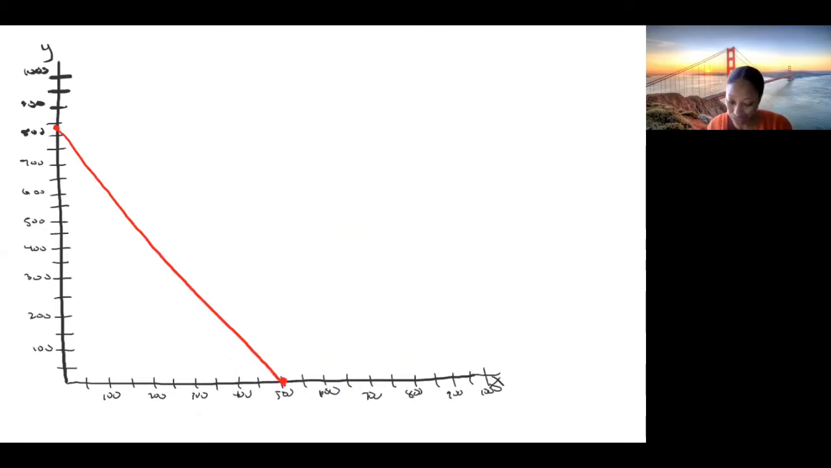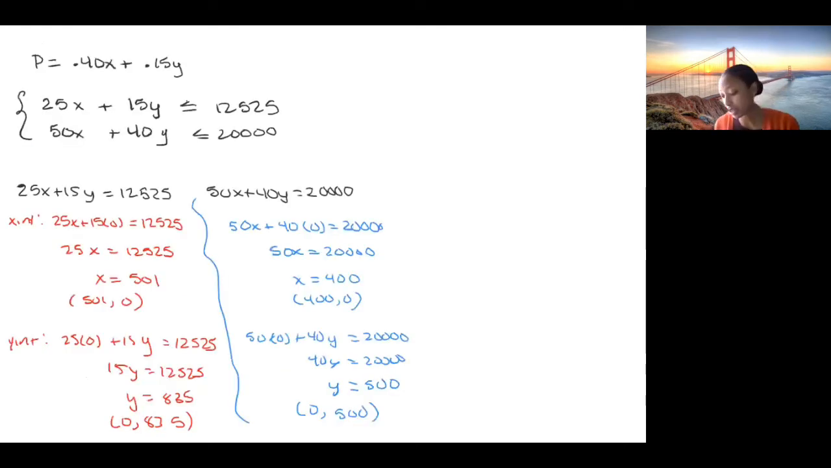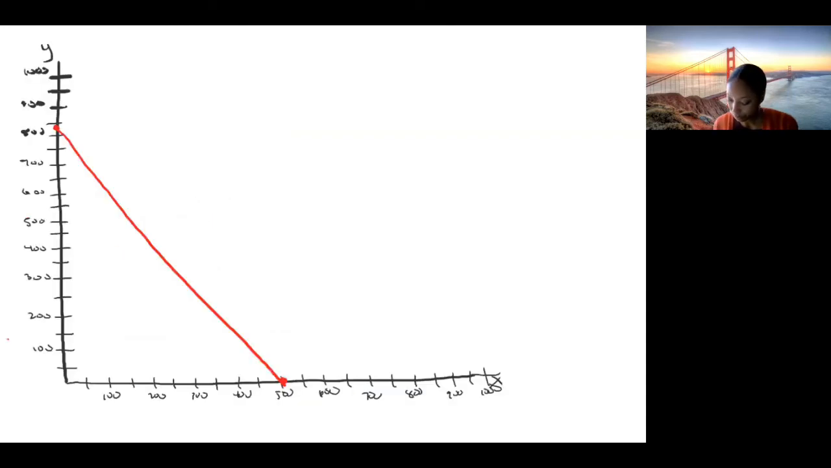For our blue line, our x-intercept was 400, 0, y-intercept 0, 500. All right. So this is interesting. These are our two lines. They don't even intersect. Is that possible? Is this right? We haven't done anything wrong so far. Everything is correct. These two lines just don't intersect.